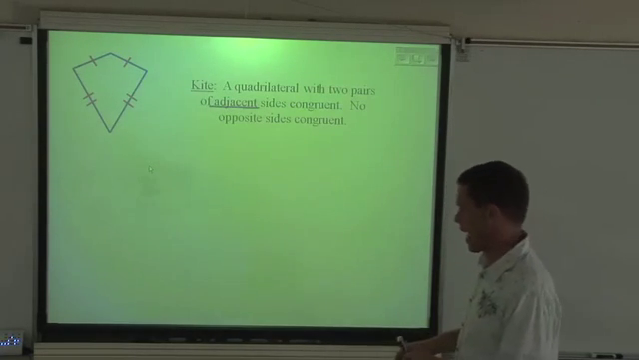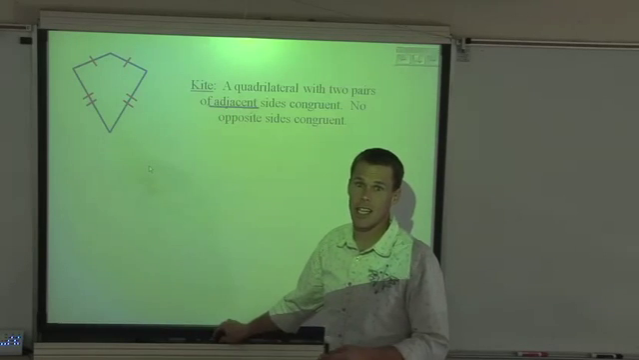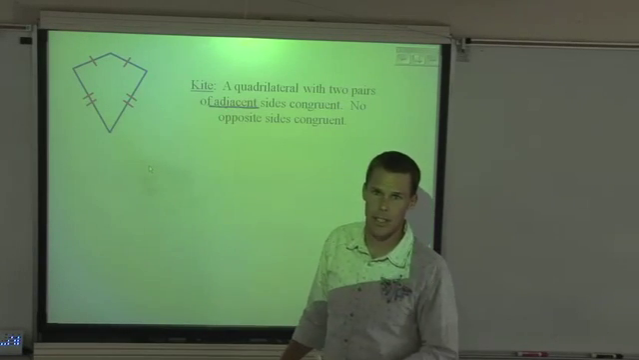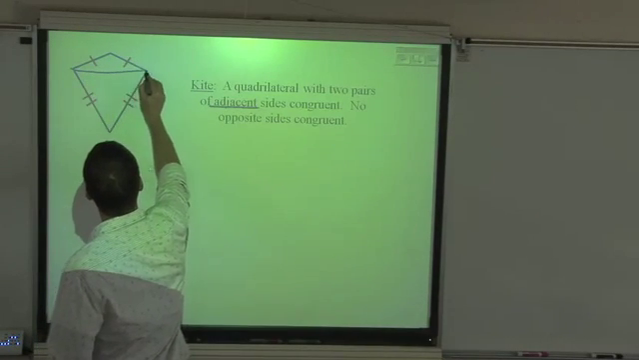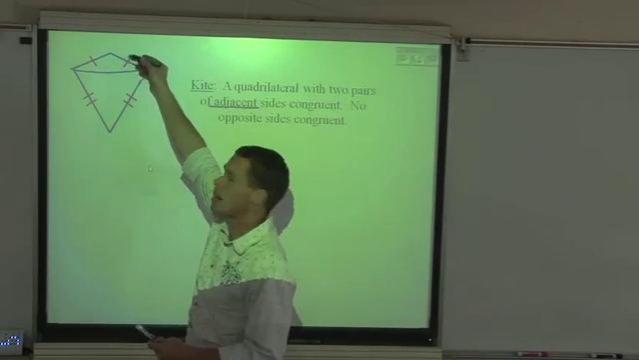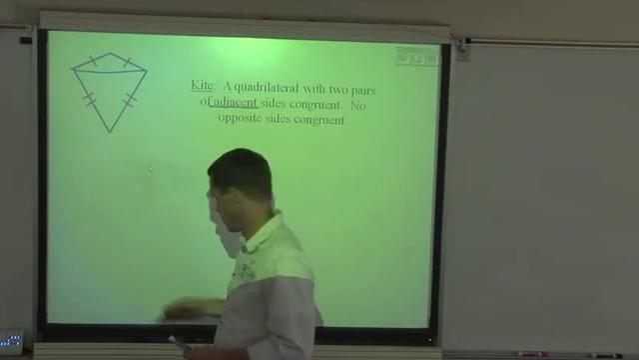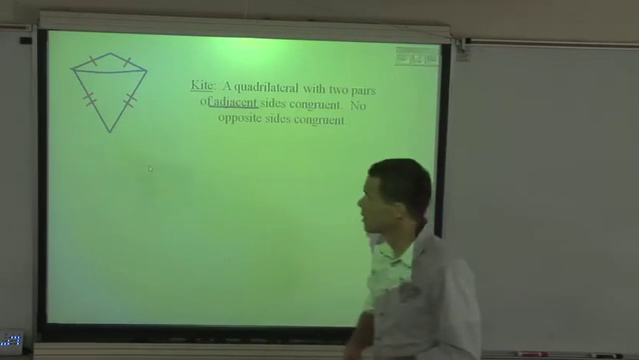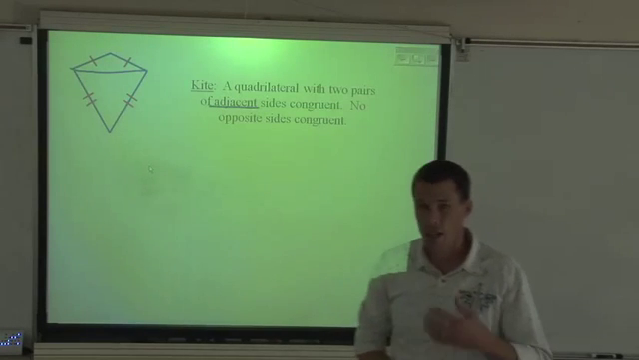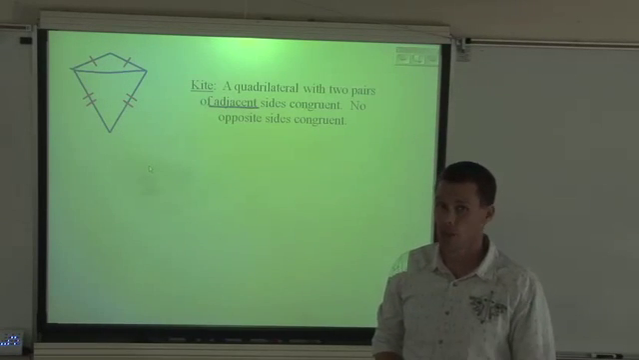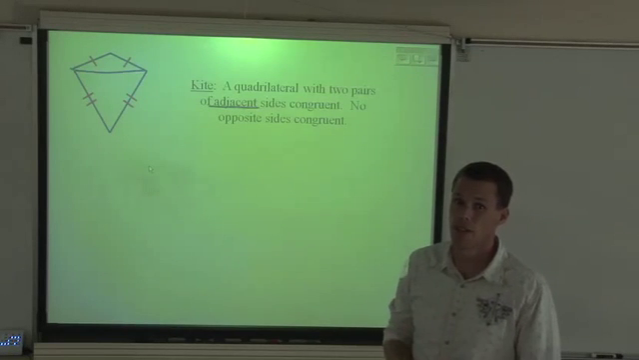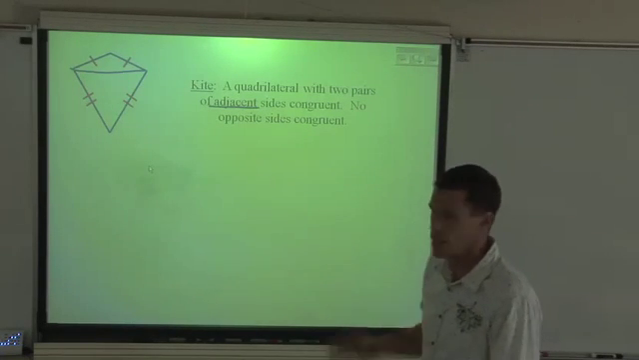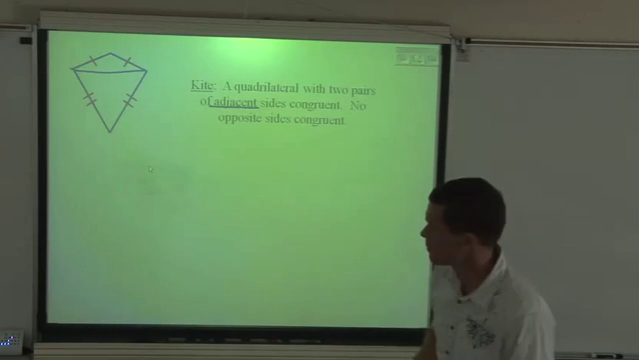I like to think of a kite as being an isosceles triangle put on top of another isosceles triangle. Isosceles on top, isosceles on the bottom. Now, it cannot have all four sides congruent. That would be a rhombus. So it has to have two pairs of adjacent sides congruent and nothing else.